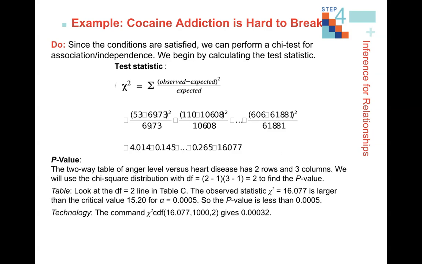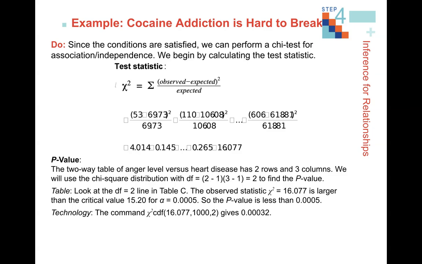Do you have to show the DF? Yes, you do. Do you have to show this calculation of the DF? No, you don't. You can simply get the DF from the table. But you have to know how to calculate the DF, because there might be a multiple choice question on that. Rows minus 1 times columns minus 1. So 2 minus 1 is 1, 3 minus 1 is 2, so 1 times 2 is 2.